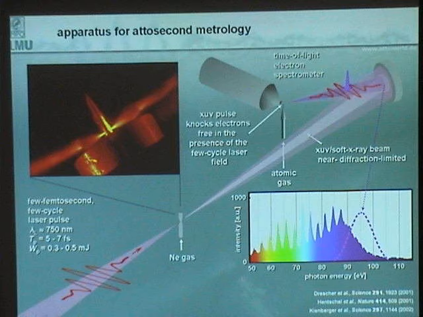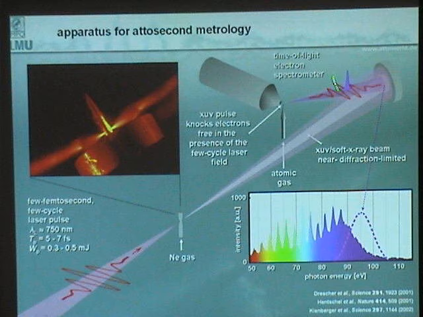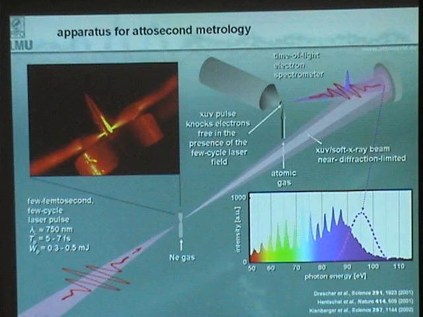Now, the important comment that I would like to make here is that this apparatus is not only suited for the metrology of the tools itself, namely for characterizing the XUV pulse and the few cycle laser wave, just as I explained before. But exactly the same apparatus can afterwards be used for attosecond spectroscopy.